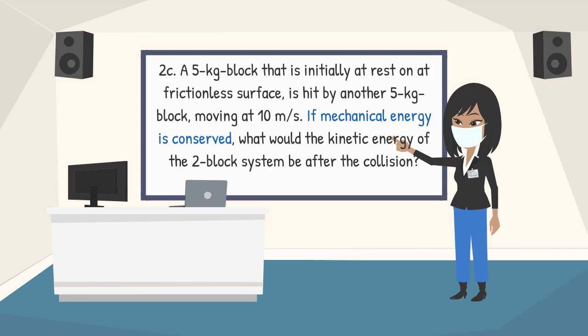A 5-kilogram block that is initially at rest on a frictionless surface is hit by another 5-kilogram block, moving at 10 meters per second. If mechanical energy is conserved, what would the kinetic energy of the two-block system be after the collision?